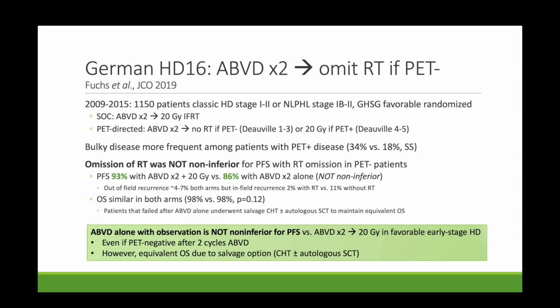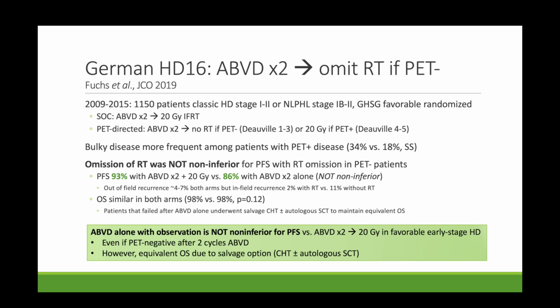And then if they did have continued PET positivity, so a Deauville of 4 to 5, then the patients received 20 gray. Now, interestingly, what they found is that bulky disease, defined as greater than 5 centimeter disease, was more frequent among patients who had PET positive disease. So 34% of the patients with residual PET positive had bulky disease versus 18% in the patients that did not. And then the major outcome from this study is that the omission of radiotherapy was not non-inferior in terms of progression-free survival.